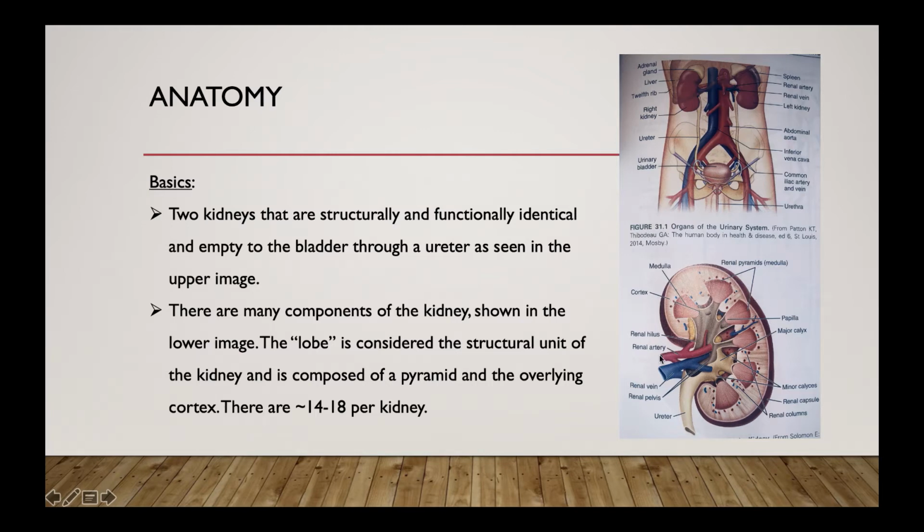What's really important to know out of all of this is that you have what's called a lobe, and it's composed of one of these little pyramids, kind of reminds me of candy corn, and they are the structural unit of the kidney. There's about 14 to 18 of them per kidney, and the nephrons, which we'll see in the next slide, bridge over into these two areas from the medulla, which is the inner side of the pyramid, and then the cortex here.